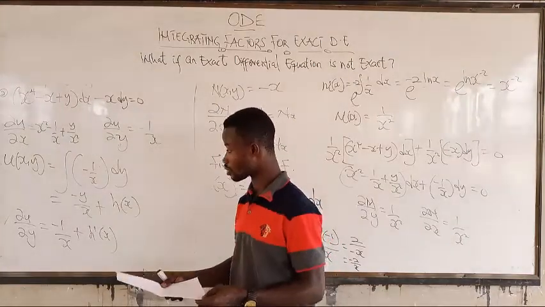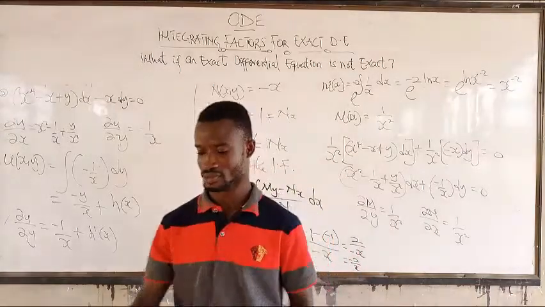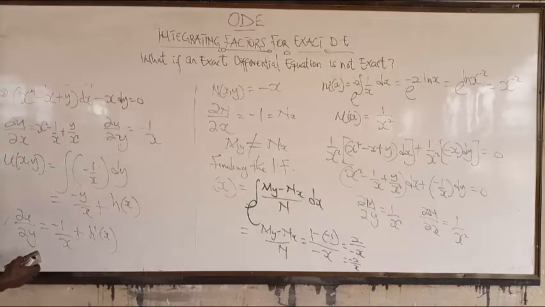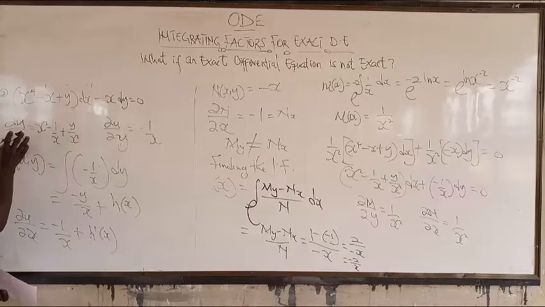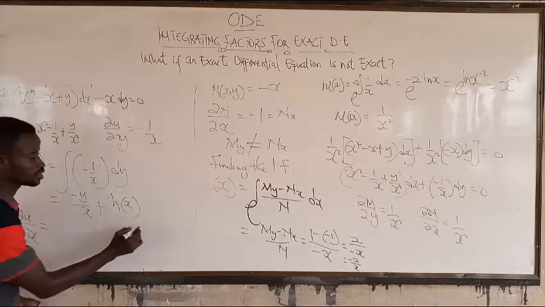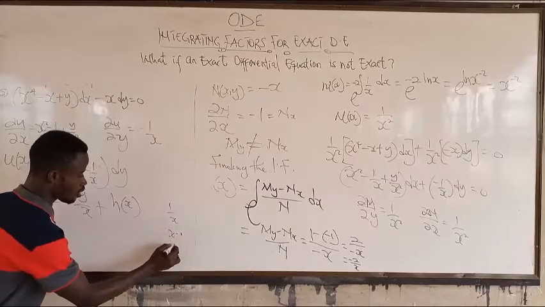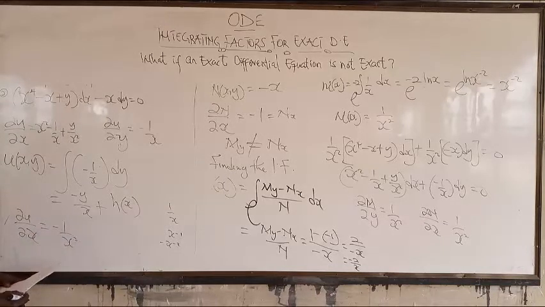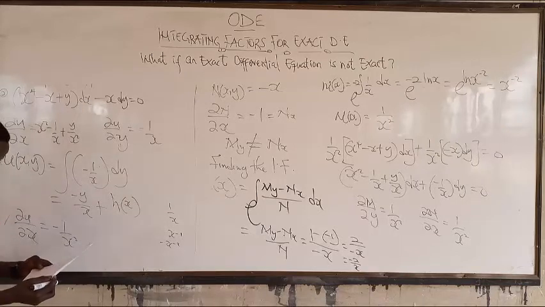Let me check. Oh, the mistake is here. I thought that we integrate with respect to y. We integrate with respect to x. So here it's supposed to be with respect to x. That is the part that we didn't integrate. So we treat y as constant, and when you differentiate 1 over x, you are going to get negative x to the power negative 2. So this is negative 1 over x squared.